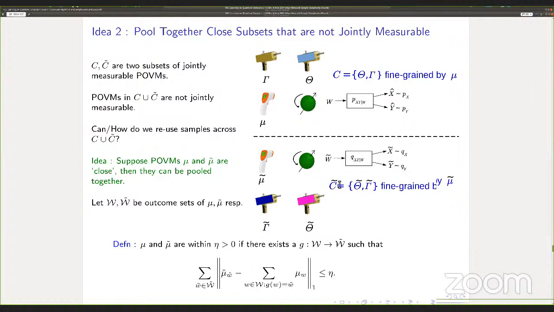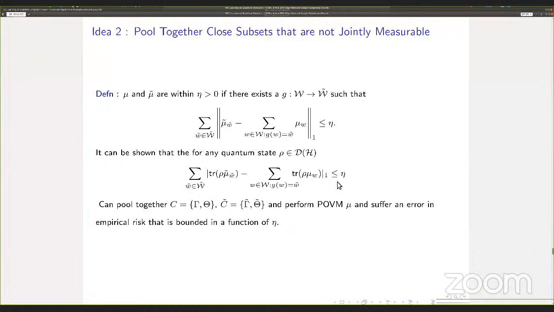Now, what is this notion of close? Well, that's where this mathematical formalism will come in. Essentially, the trace distance, which is actually the L1 distance between the operators, has to be small. So when I take the operators of one of them and the operators of the other, and I look at the trace distance between them, if they are close, then I know that Px and Qx, Py and Qy are close, and I can combine them. So that's where the second idea comes in. This gives us a way to define when two measurements are close, when two fine-grained measurements are close, and you pool them together and do some work.